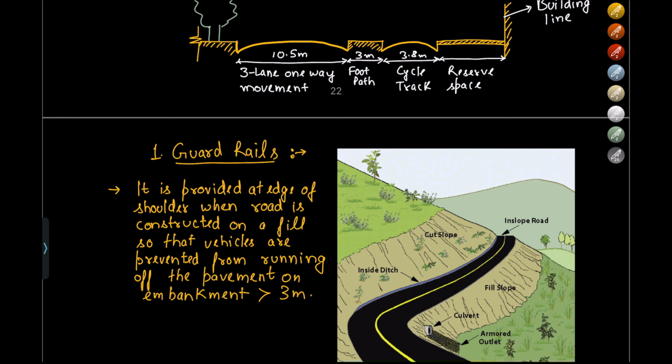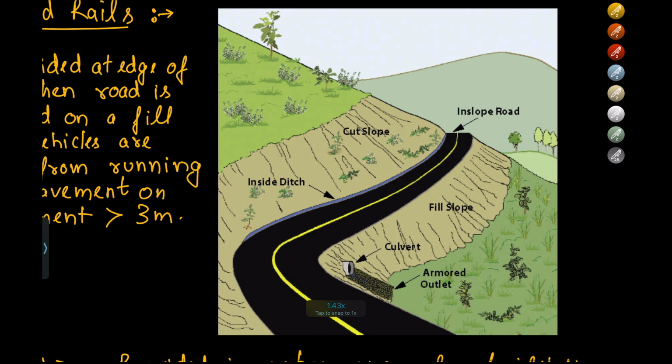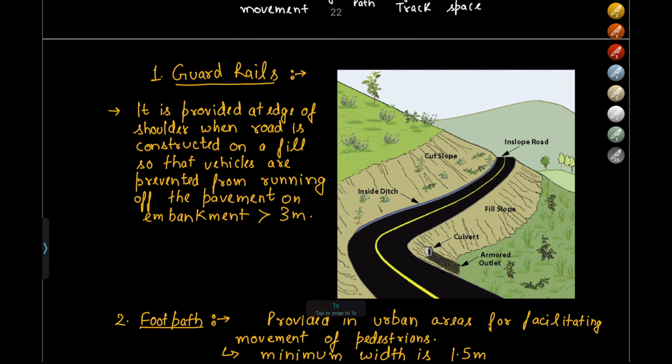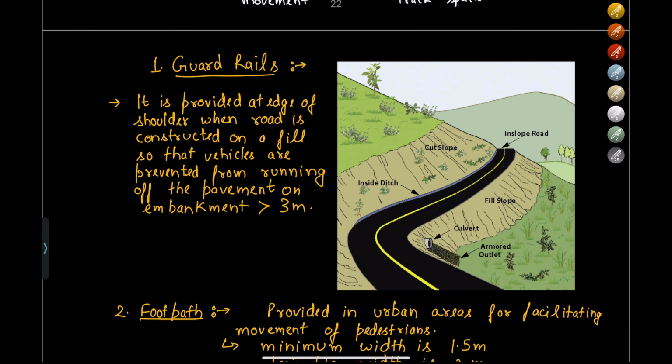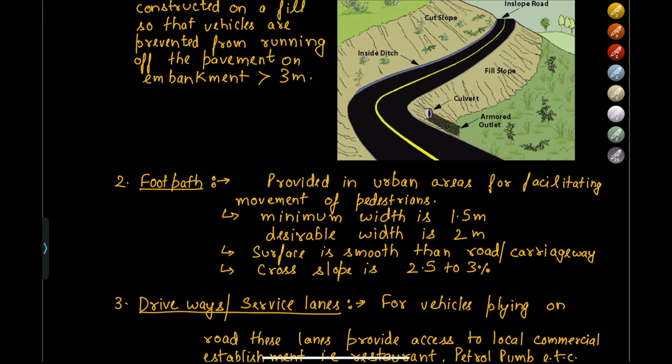So here also I have depicted a picture where you can see whenever the road is constructed on a slope, here the guardrails will be provided. The guardrails have not been shown in the figure. It is to discourage the vehicles from going off the pavement in case of an accident or in case of a disruption on the traffic. Whenever an accident occurs or the brake fails, the guardrails are to ensure that the vehicle does not travel down the hill. Next is footpath.